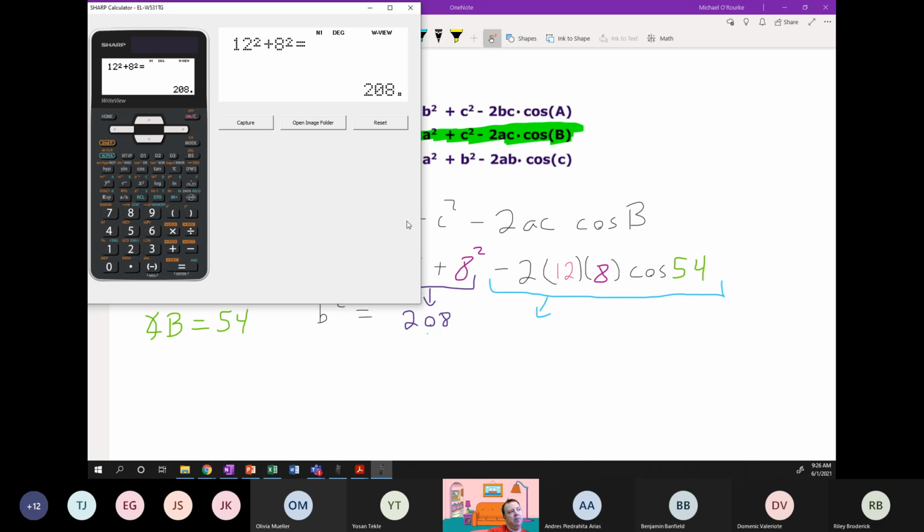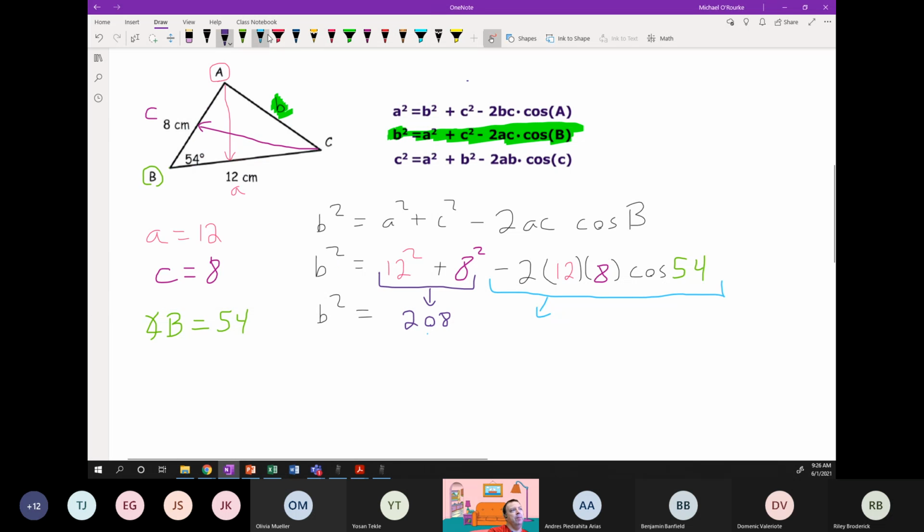Then I do the second part. Now don't forget the negative in front of the 2. I would go negative 2, bracket 12, bracket 8, times, I think you even go to cos 54. You should get negative, let's say negative 113. We'll round. Minus 113.